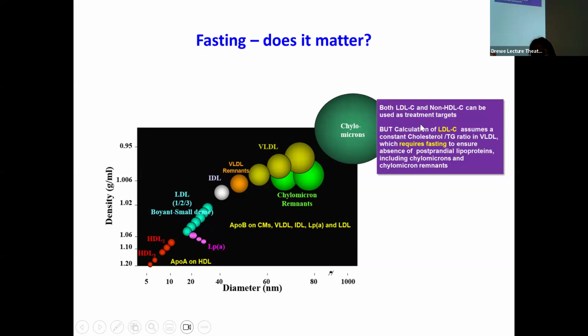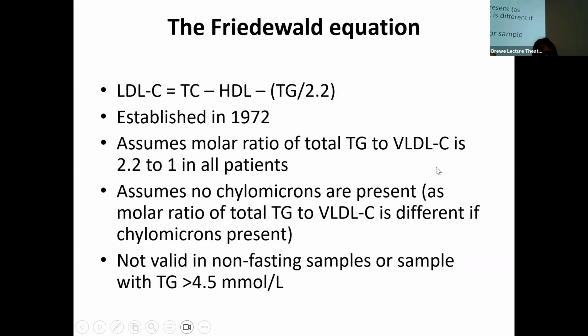But the issue with LDL cholesterol and the way it's calculated in most labs is that we use the Friedewald equation. That assumes the cholesterol to triglyceride ratio is constant in VLDL. And so you need to be fasted so that you've got an absence of all those chylomicrons and chylomicron remnants. This is the Friedewald equation, established in 1972, assuming a molar ratio of 2.2 in all patients, assuming that no chylomicrons are present, and it's not valid in non-fasting samples. The initial validation for Friedewald was done in fasting patients. And it comes unstuck when the triglycerides are greater than 4.5.